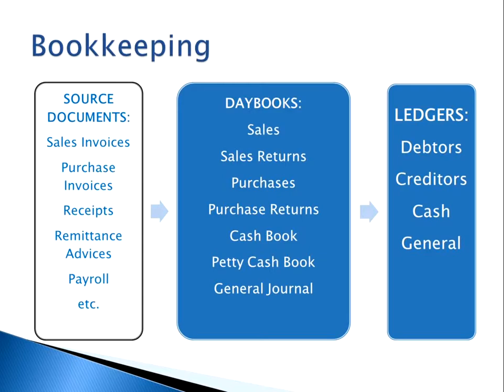And then every now and again, that data is transferred into the ledgers, which are grouped into these headings here. You have a set for your debtors, the customers who owe you money. You have a set for your creditors, who are suppliers that you haven't paid yet. You have a book for your cash, and you have a general ledger for everything else.